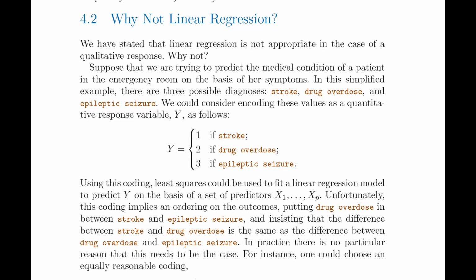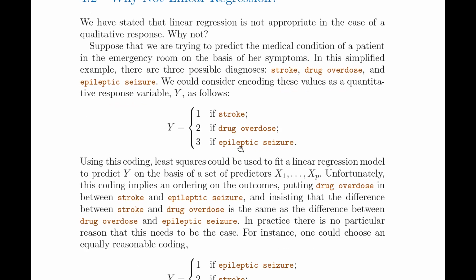I mean, even if you had to try saying, okay, it's the average between a stroke and a drug overdose, it's probably not that useful to the physicians, is it? Using this coding, least squares could be used to fit a linear regression model to predict y on the basis of a set of predictors x1 to xp.